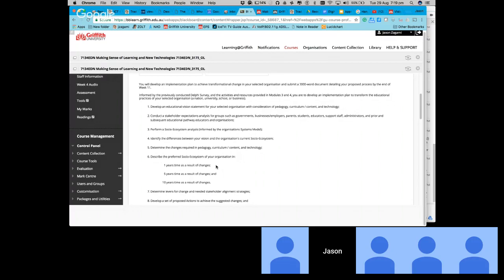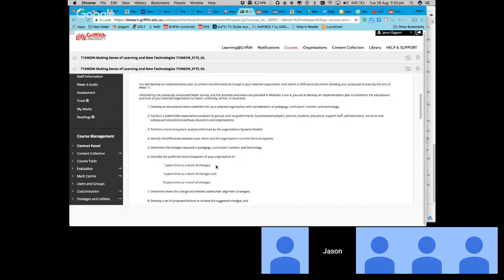You'll then do a systems analysis of that, which can be very much based on the systems analysis you did for your first assignment, where in that case, you were mostly just looking at the technology. Now you need to look at the entire organization and how that could be impacted by that change in technology. Identify the differences between your vision and your current organization's systems analysis.